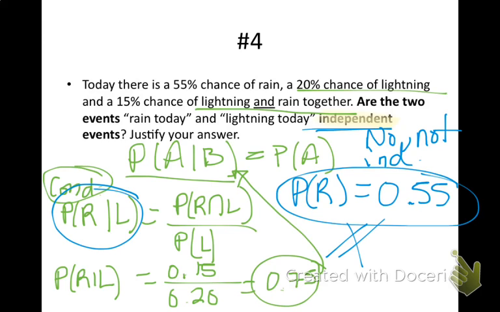So as soon as you read this question, are the events independent? You're going to need to compare the conditional probability to the overall probability. And then to find the conditional probability, we needed to use the conditional probability formula.